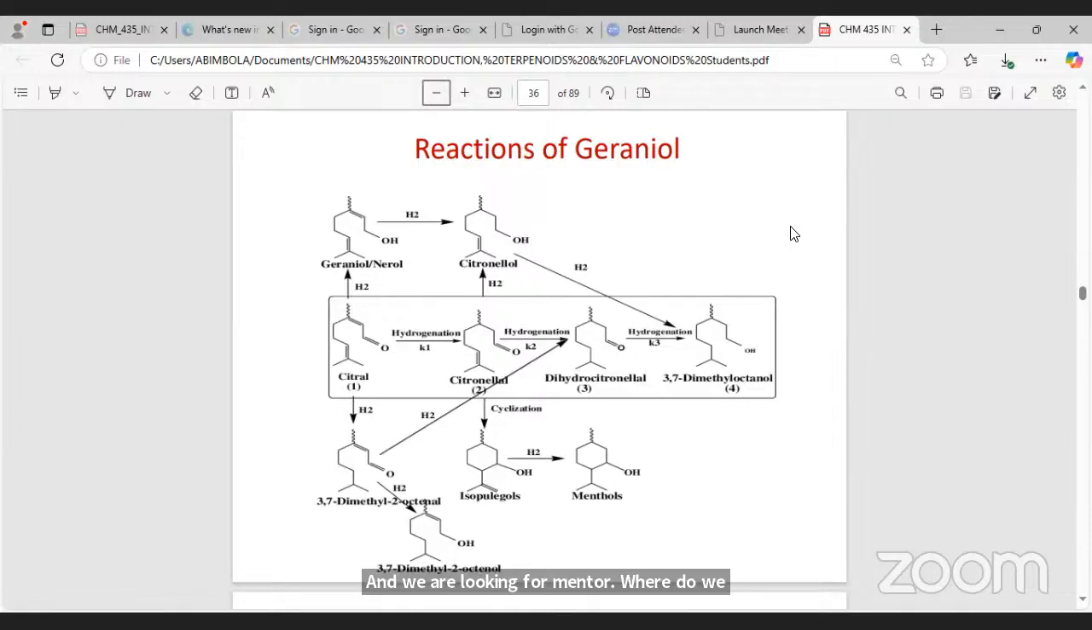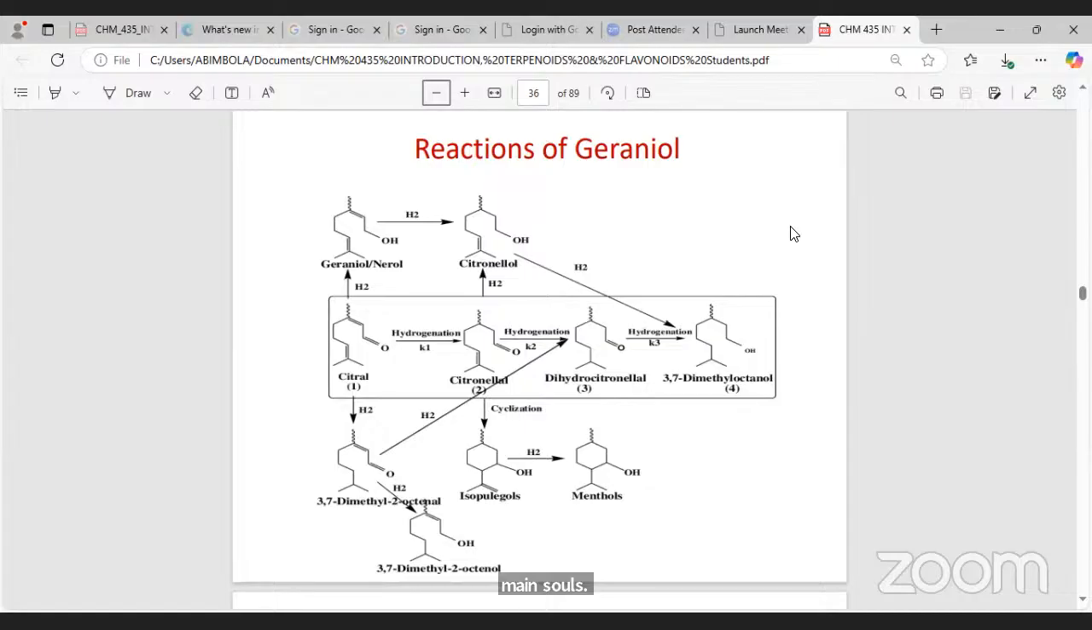Are you following the scheme of menthol? Now, let's move from citral. Have you seen citral? Where they say number 1, citral under hydrogenation, what will it form? It's going to form citronellal. Then when it cyclizes, what will it form? Isopulegol. Then under hydrogenation, what will it form? Menthol. You can see.